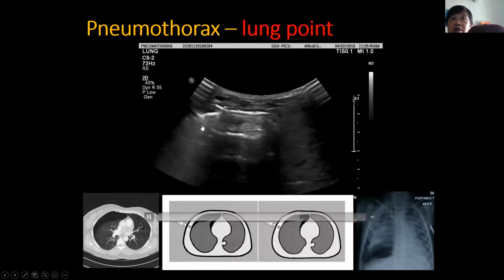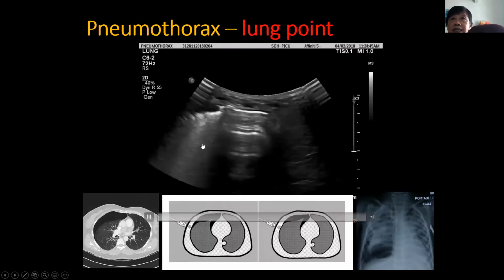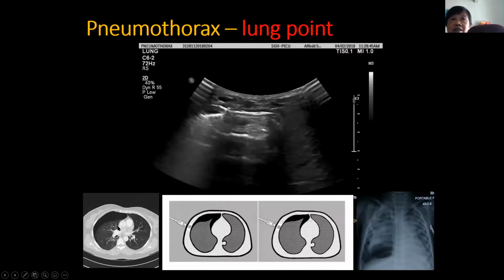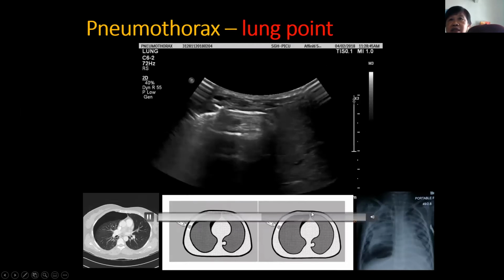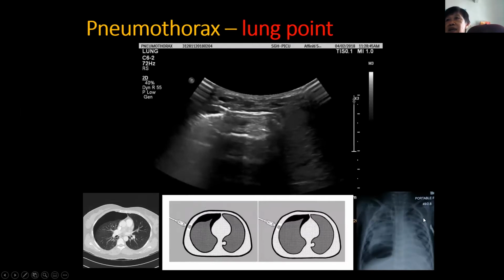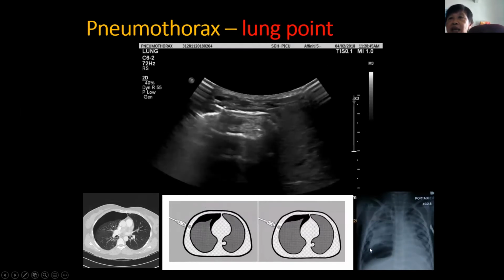This is a patient who is on HFOV ventilation. This part is sliding and this part is non-sliding, and this is where the pneumothorax is. When you put the probe on the anterior chest, you can see this, right? And this is what the chest X-ray will look like.